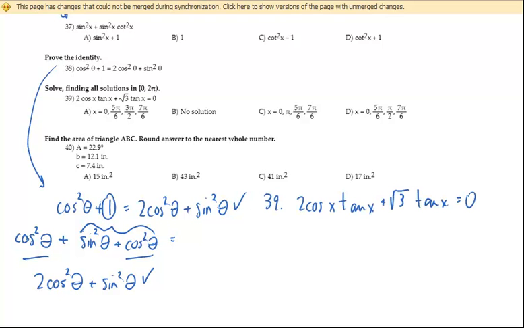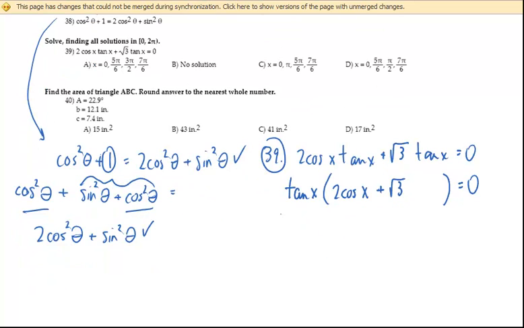On the next problem, number 39, I want to solve this trig equation. The first thing I'm going to do is factor out what's common to both. So I'm going to take tangent of x outside, and I'm going to have just 2 cosine of x plus root 3 left over. Now remember, in equation solving, when we have two things multiplied that equal 0, both terms should be set to 0 to find all solutions.